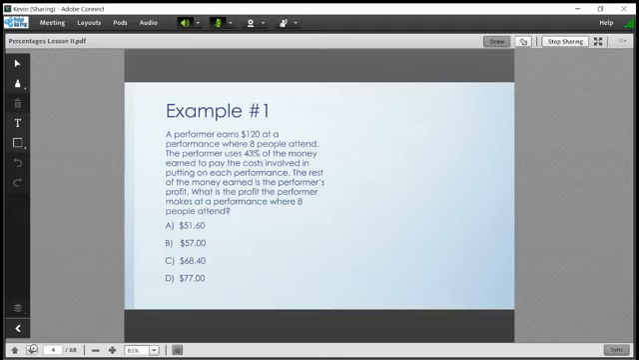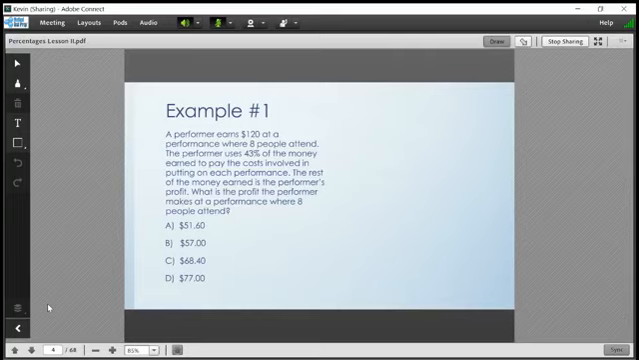Okay, so let's take a look at our first problem to see how we can work with a relatively basic percentage question. With this one, we have a performer. He earns $120, and he uses 43% of the money involved in putting on the performance. The rest of the money is profit. So it costs him 43%. The rest is his profit.